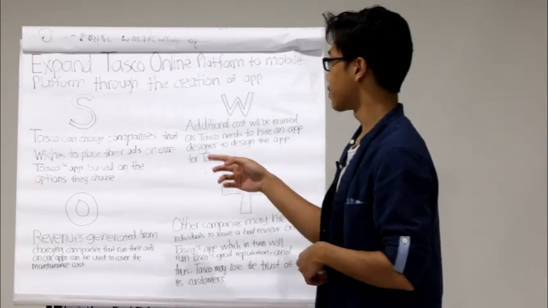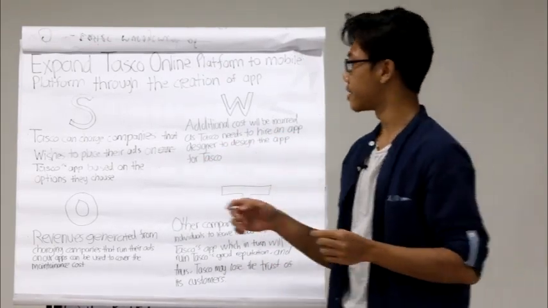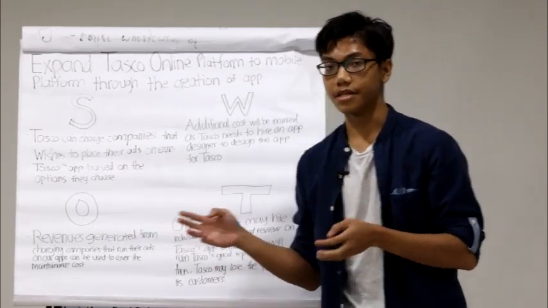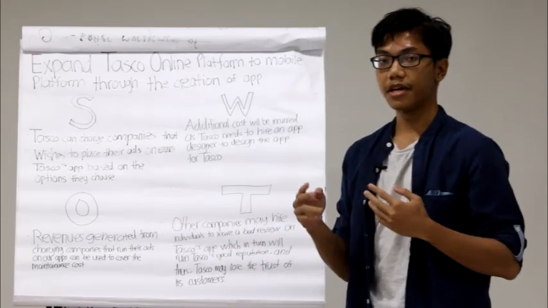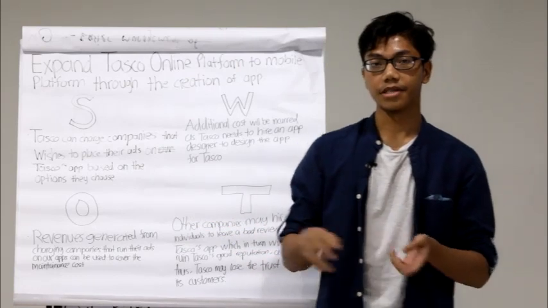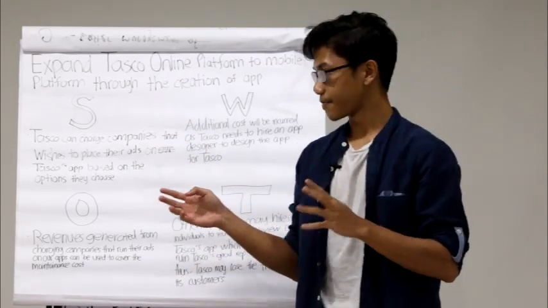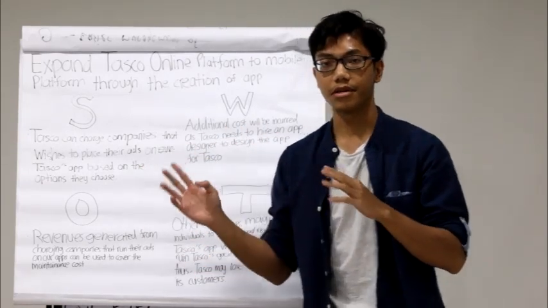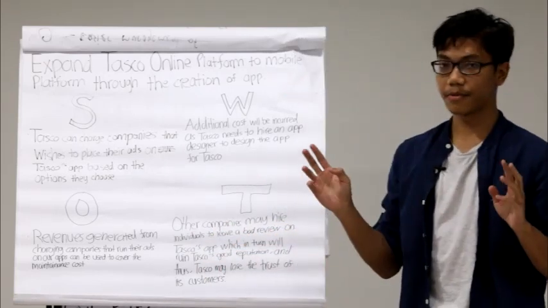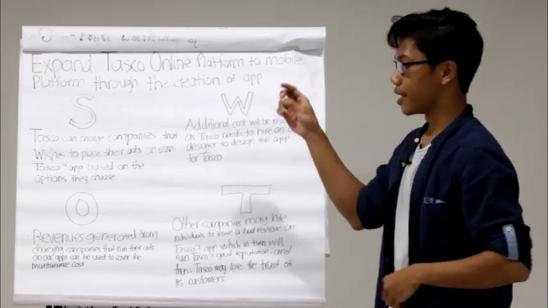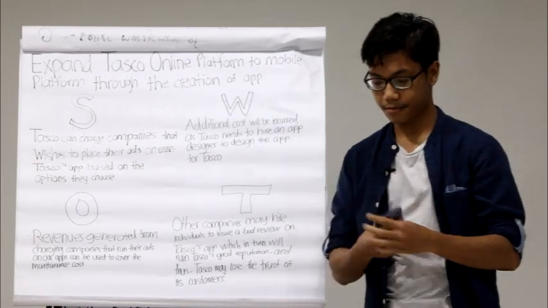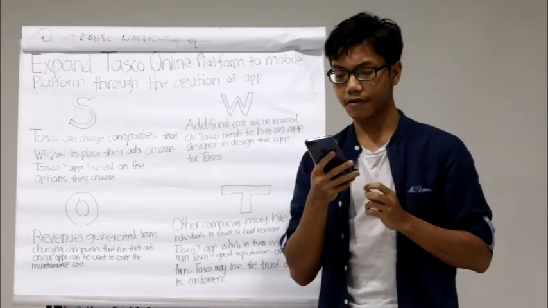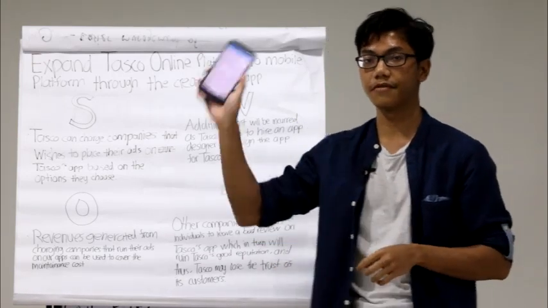So the strength is that Tasco can charge companies that wish to place their ads on Tasco's app based on the options they choose. For example, they can choose a premium package which will display their ads more frequently to the users for extra costs. Or they can choose a basic option which will display their ads once in a while in a day for much cheaper costs. And another strength is that more people will use Tasco's online platform as the majority of the population today has and uses a smartphone.